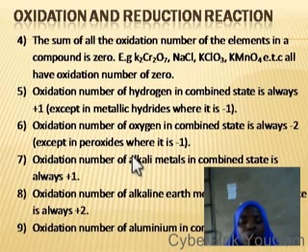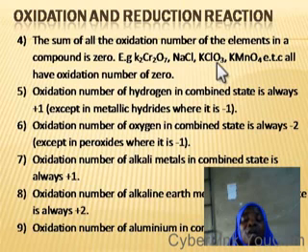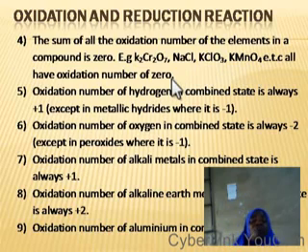Now rule number 4. Rule number 4 says that the sum of all oxidation number of elements in a compound is 0. I've given examples there. Sodium chloride, the oxidation number is 0. Potassium trioxochlorate 5 is also 0. Potassium tetraoxomanganate 7 is 0, and so on. All of them, because they are compounds, have oxidation number of 0.